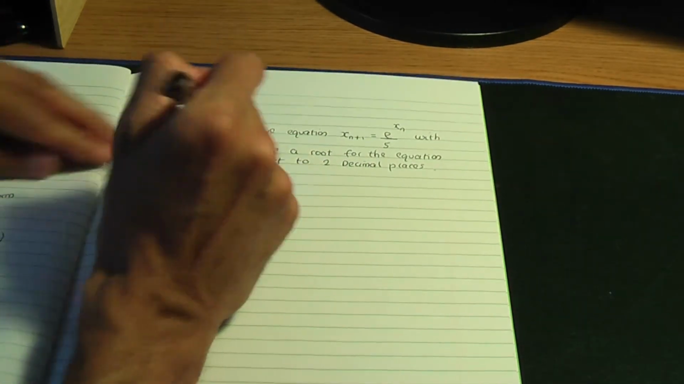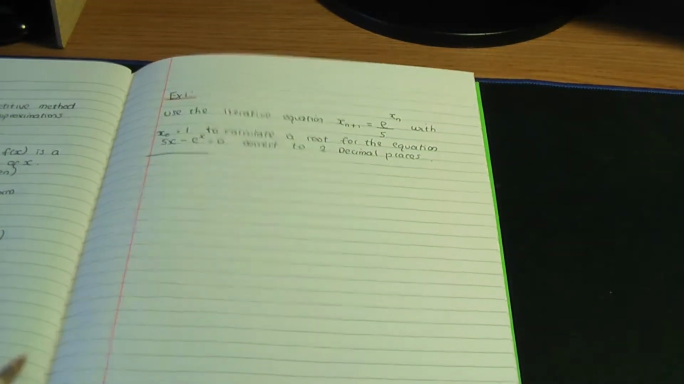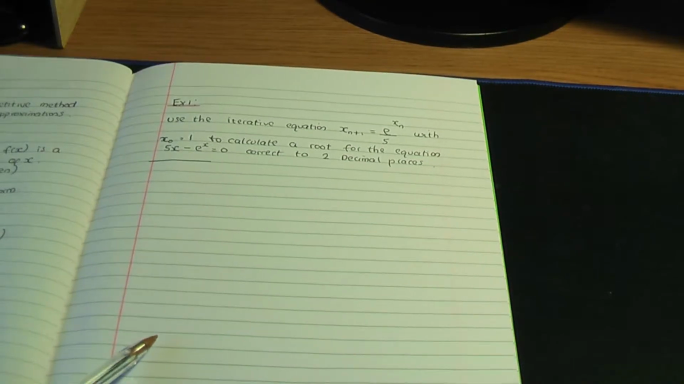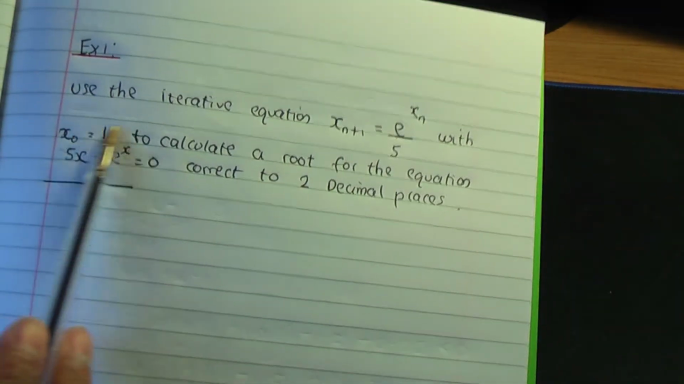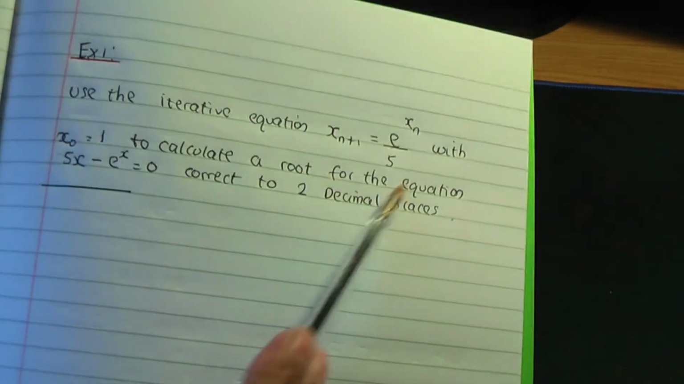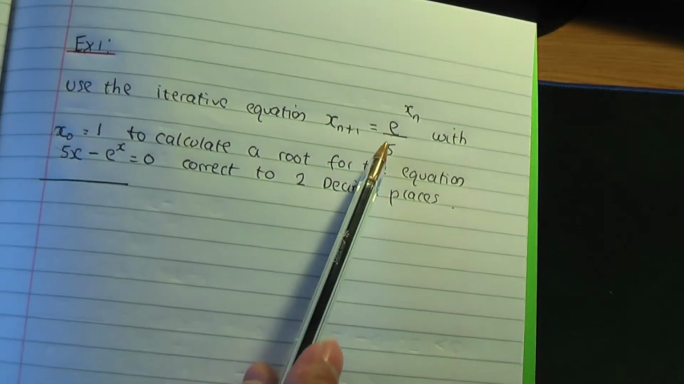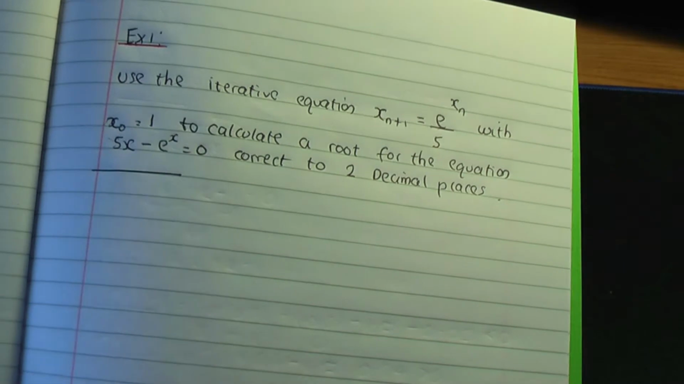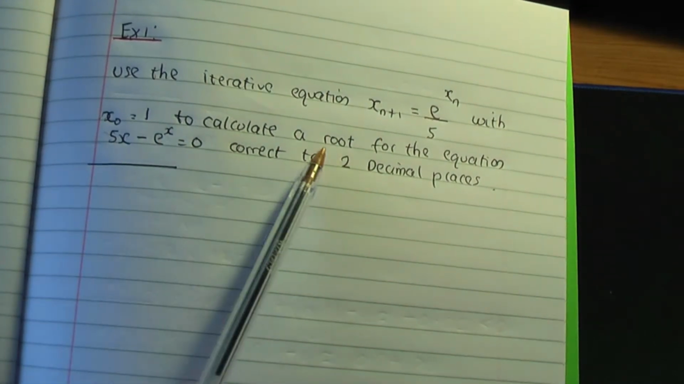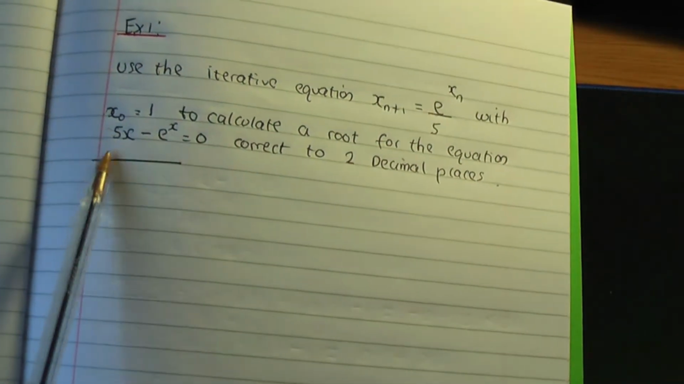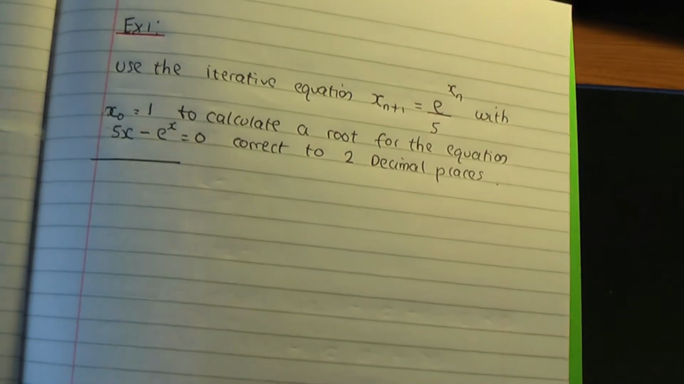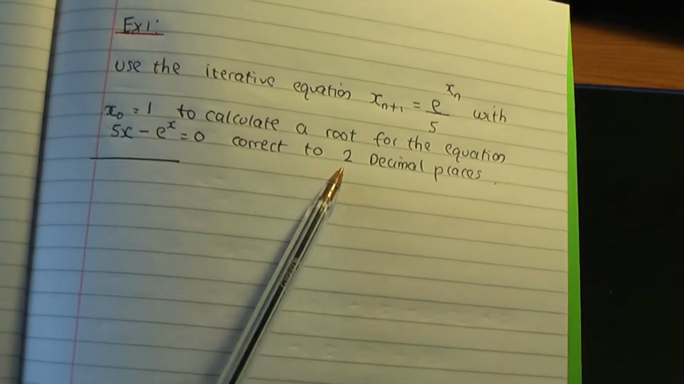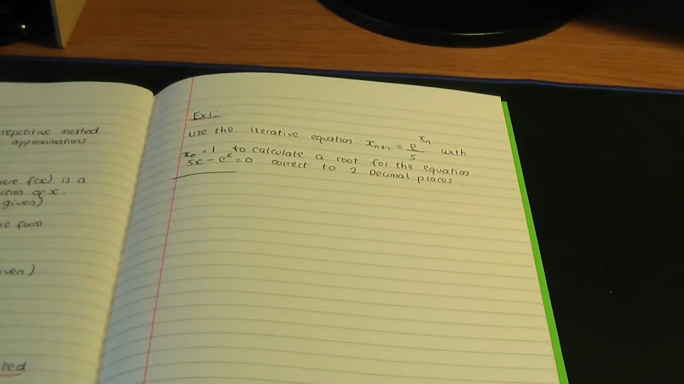So let me show you how the process works with this example. In this question, we need to use the iterative equation. It's given to us x_{n+1} = e^{x_n}/5, with x_0 = 1, to calculate a root for the equation 5x - e^x = 0, correct to 2 decimal places. Okay, so the first thing for me is understanding the question.